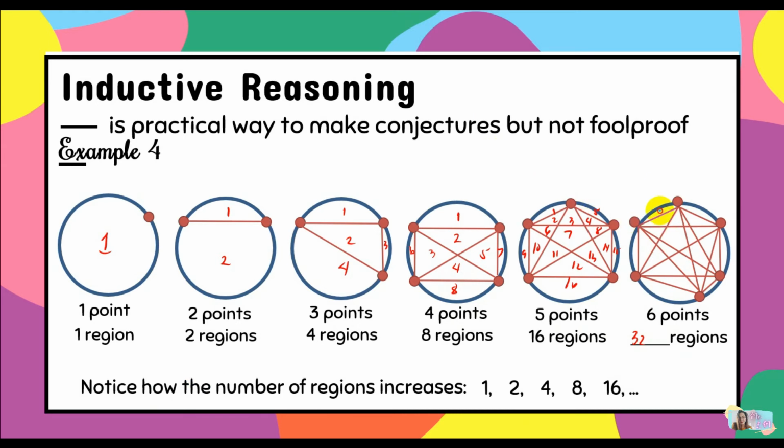Okay, so let's count. So, we have 1, 2, 3, 4, 5, 6, 7, 8, 9, 10, 11, 12, 13, 14, 15, 16, 17, 18, 19, 20, 21, 22, 23, 24, 25, 26, 27. This one is 28, 29, 30, and 31. So, this means that our conjecture is false.